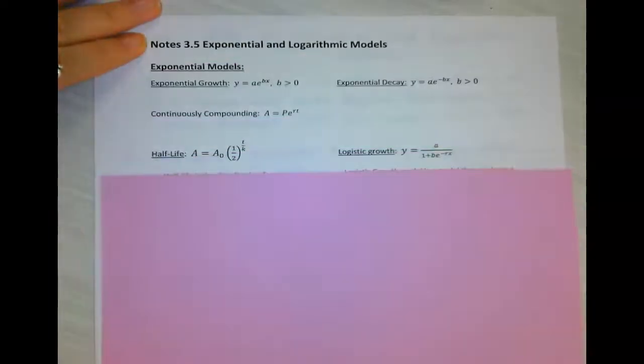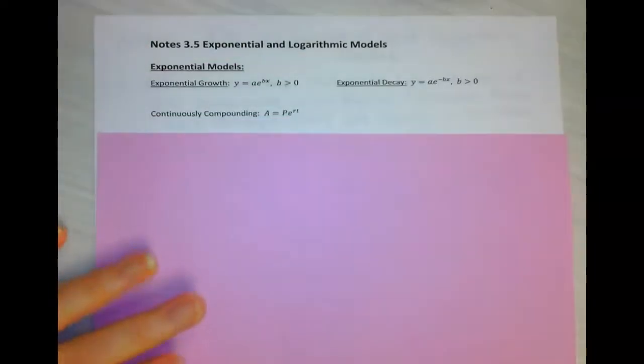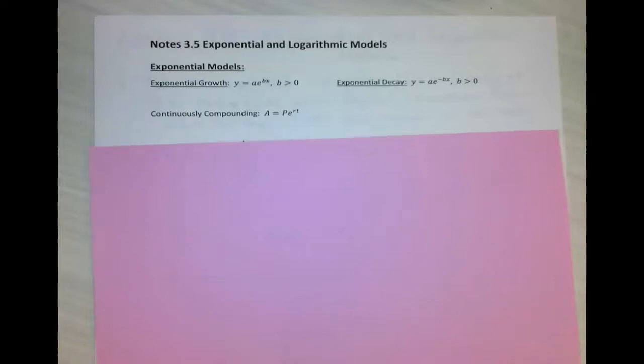So first couple of things I want to go over are some models that we've talked about before, but we're going to go back over today and use the exponential growth model, which is y equals a b to the e to the bx, b's got to be greater than 0. We've talked about that. Exponential decay, so that has your negative exponent. We've talked about continuously compounding, which is that PERT formula.